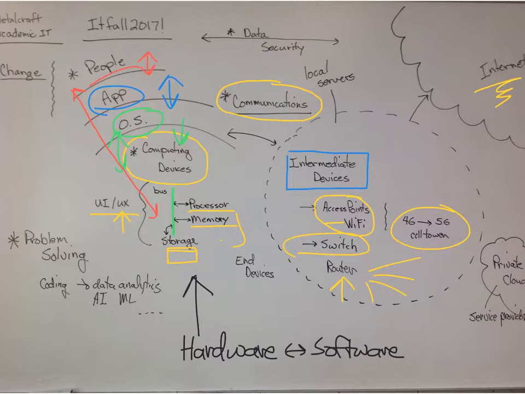Okay. So we have our first two key areas. We've got a computing device, and then our next one is how does it communicate. Also with communications, we talk about communicating with the internet, or maybe our own private cloud, or with our own local servers. These intermediate devices allow us to do that. We'll talk about some more examples as we move along. Okay, end devices, intermediate devices, allow us to move through our networks.